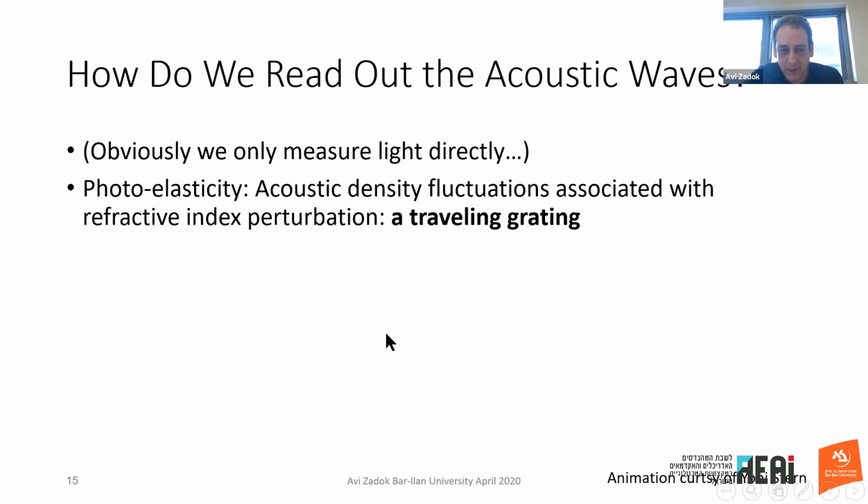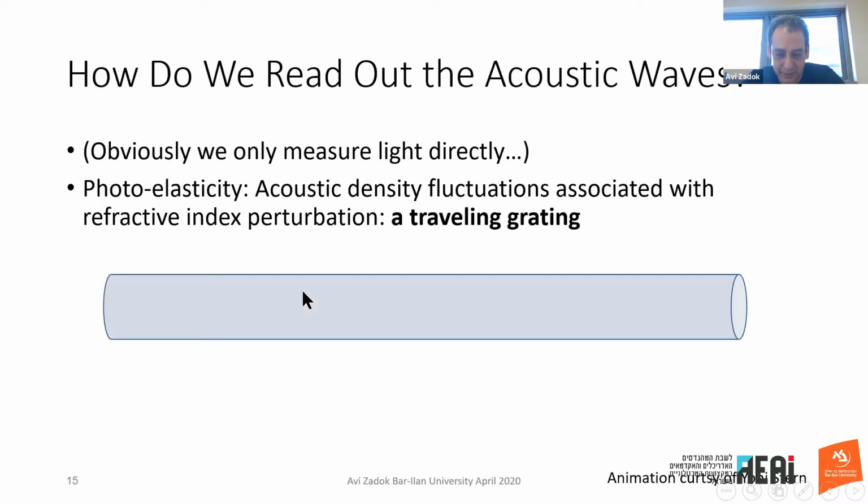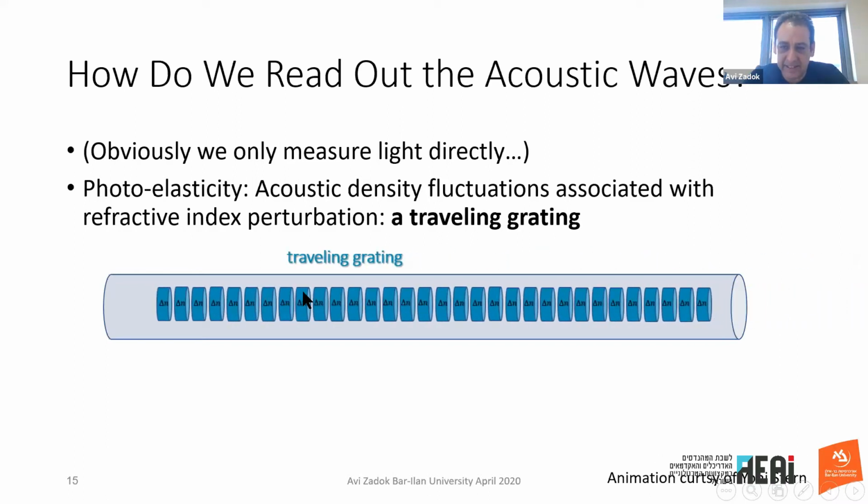And here we rely on an effect that's called photoelasticity. When we have an acoustic wave in a fiber, this means that density of the matter is fluctuating. This perturbation is accompanied hand in hand with perturbations to the refractive index. So if density changes, index changes. So if this is my fiber, for instance, and we have this acoustic wave stimulated, what happens in essence is a disturbance in refractive index that is in itself going along the fiber.